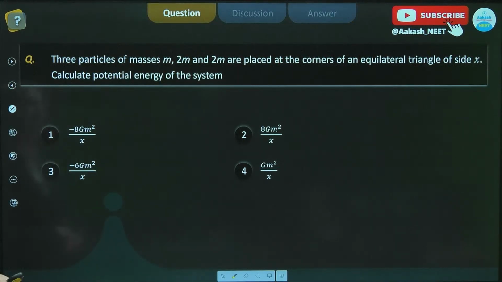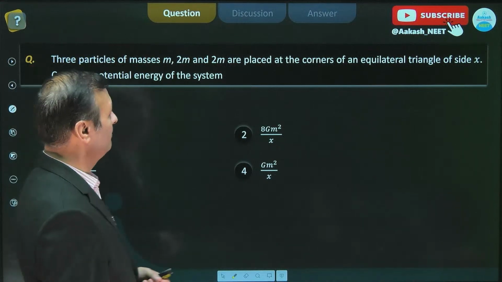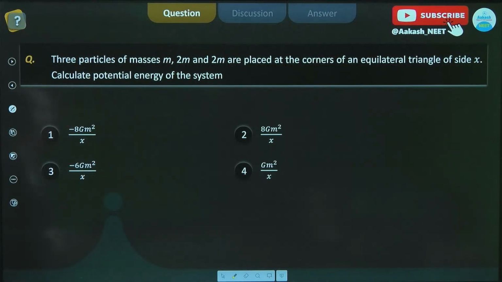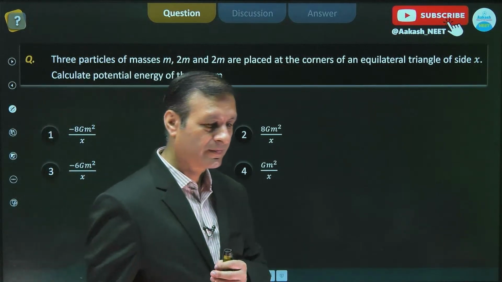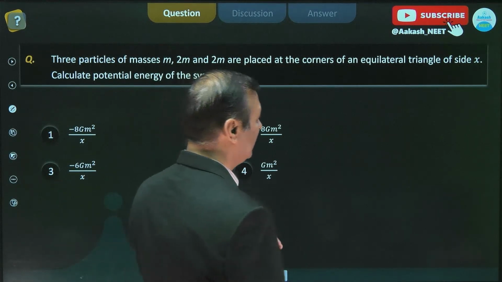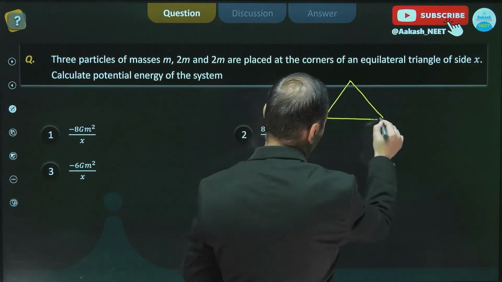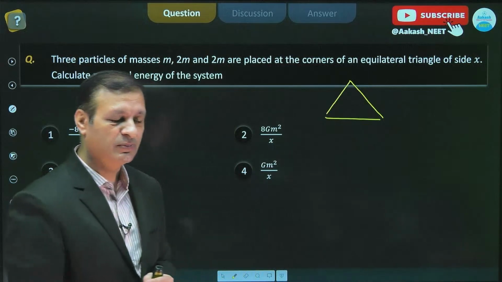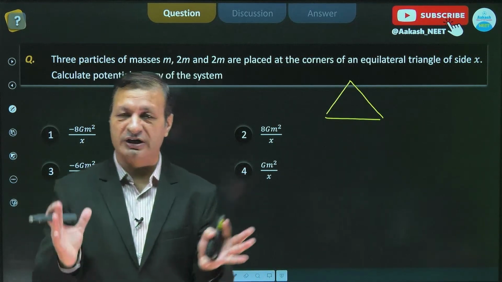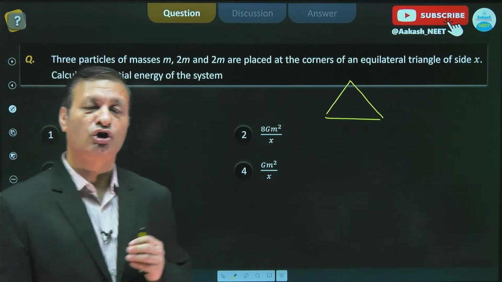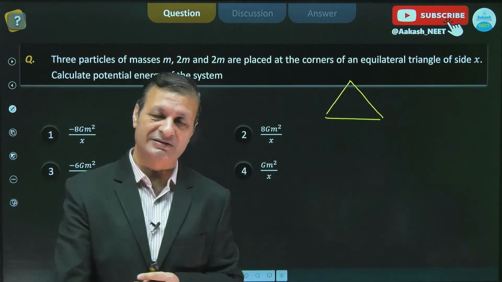Now we have three particles of masses m, 2m, 2m placed at the corners of an equilateral triangle of side x. Calculate the potential energy of the system. For this kind of numerical, just pay attention. First I would like to highlight a generalized version for gravitational potential energy for a configuration, for a system of particles.